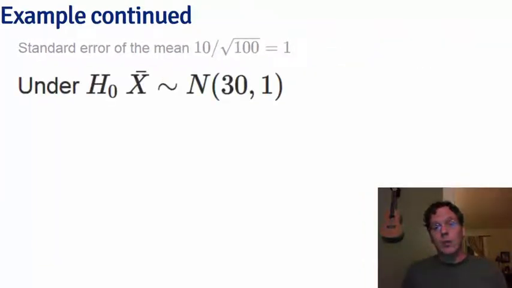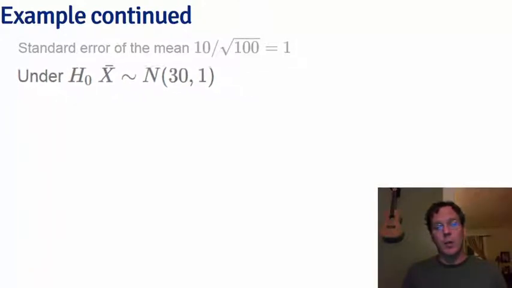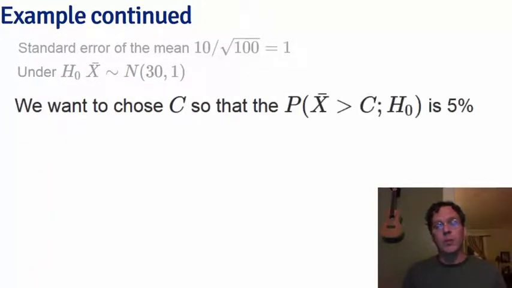Under the null hypothesis, where under H naught mu is equal to 30, the distribution of the sample mean, x bar, is normal with a mean of 30 and a variance of 1, which we just calculated as the square of the standard error of the mean in the line above. So we want to choose the constant C so that the probability that x bar is larger than C under the null hypothesis is 5%.